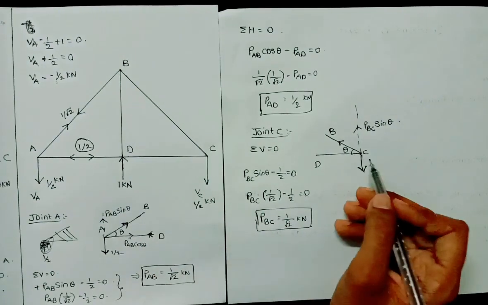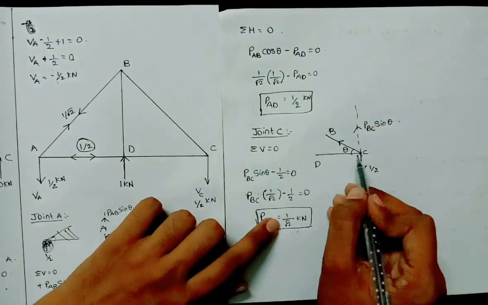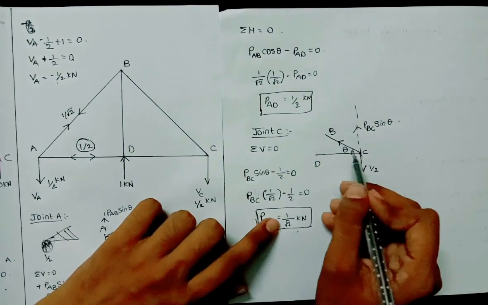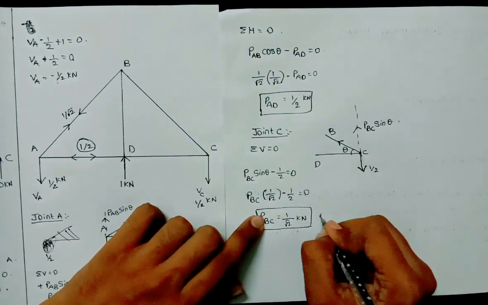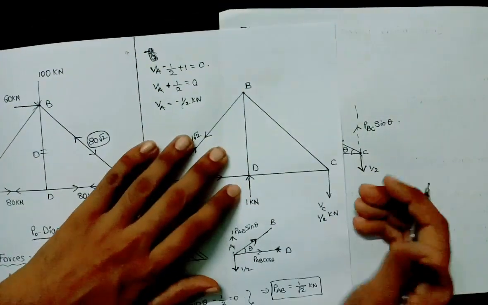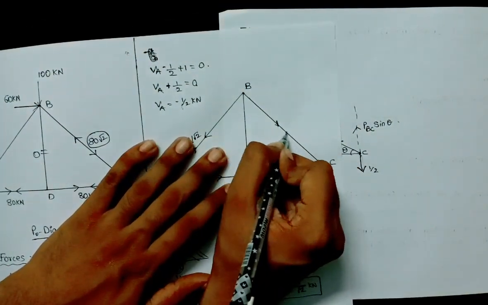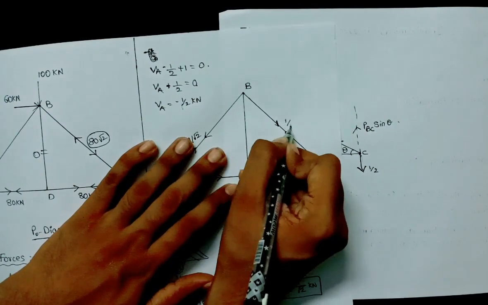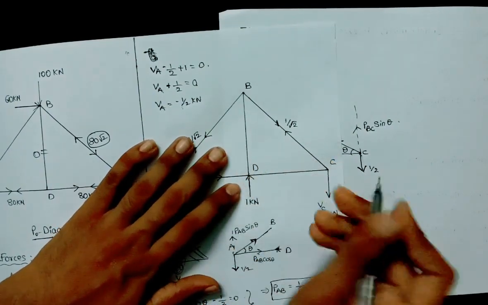So what is the nature of this 1 by root 2 kilonewton? It is acting away from the joint, so it will be in tension, tensile force. So what is the way of representation of tensile force? The arrows should be towards each other, and this is 1 by root 2 PBC.